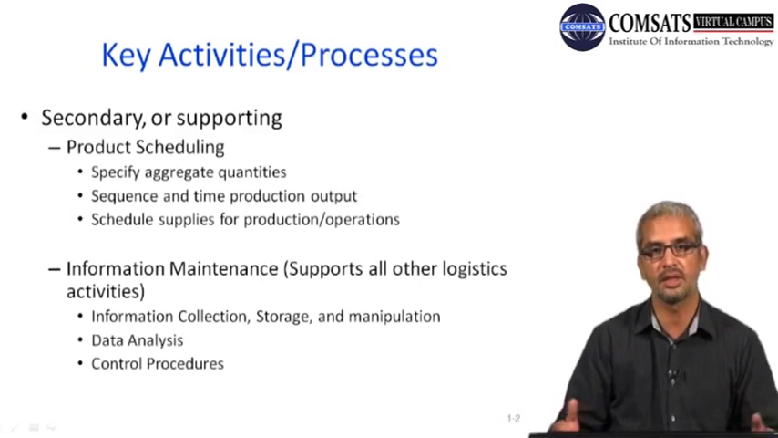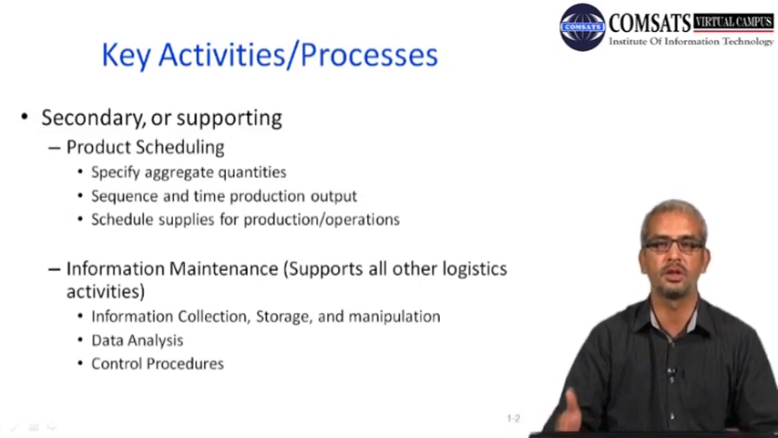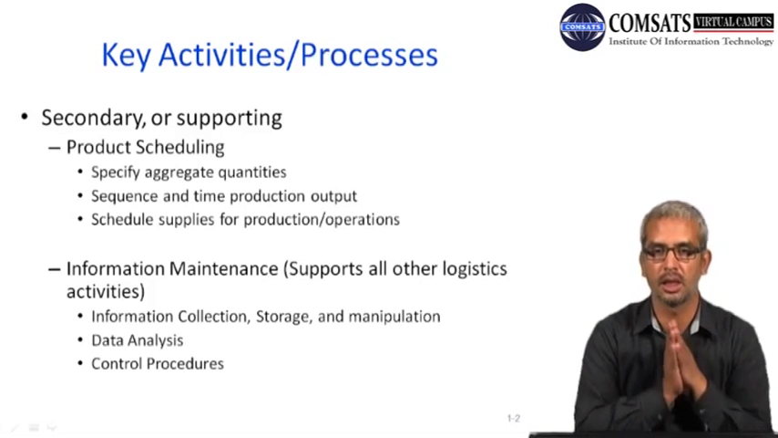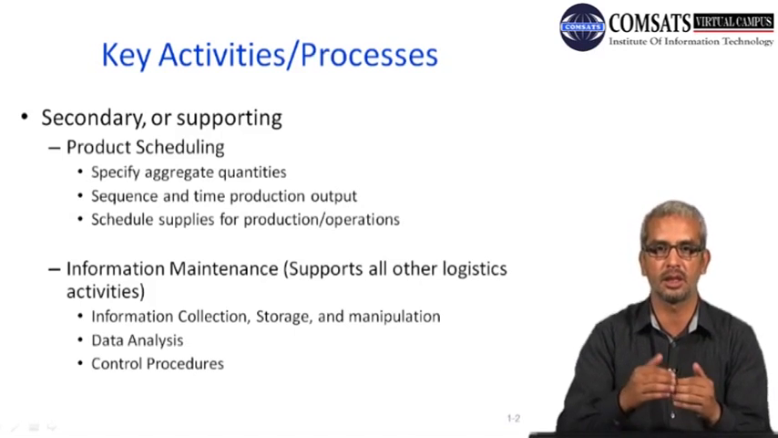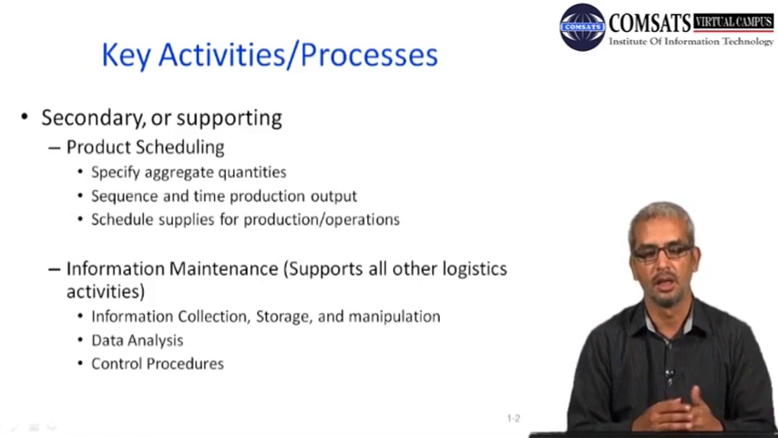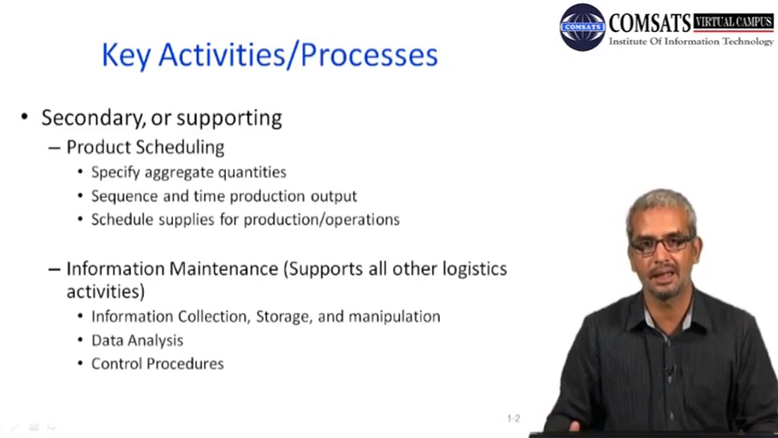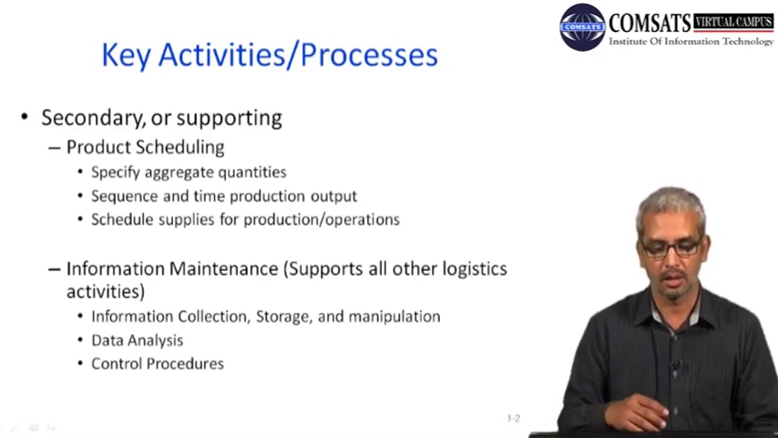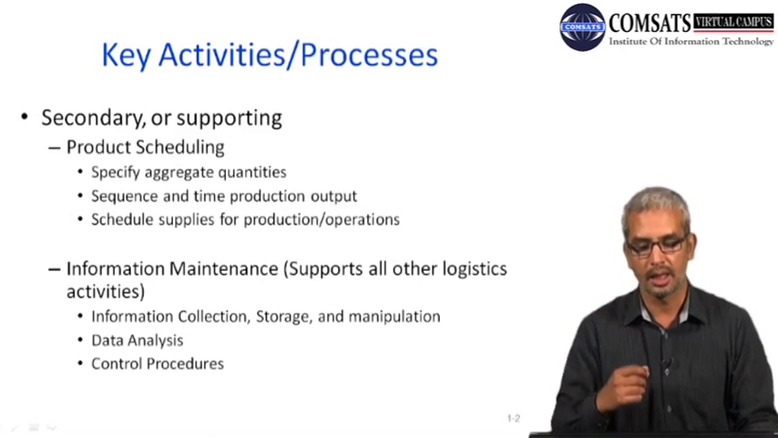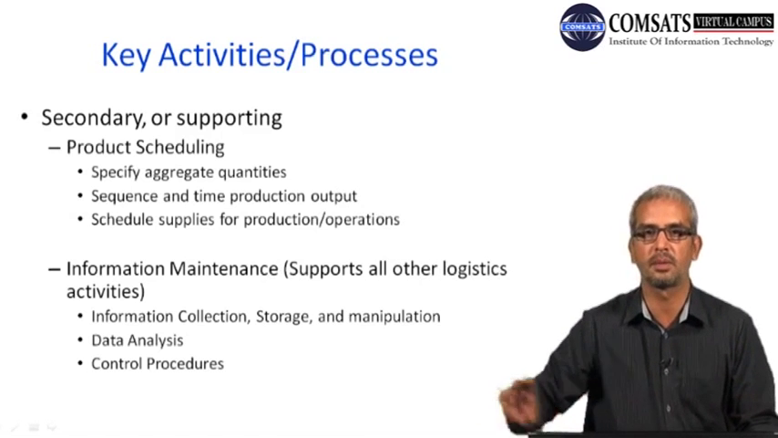So it is very necessary that information is processed, and that there are control procedures through which it is decided what information goes to which quarter, and what type of information is to be given to the top management, middle management, or the lower management. So again, I repeat that information maintenance, its collection, its storage, and its manipulation in terms of data analysis is very important, and it supports and moves along the complete supply chain process.